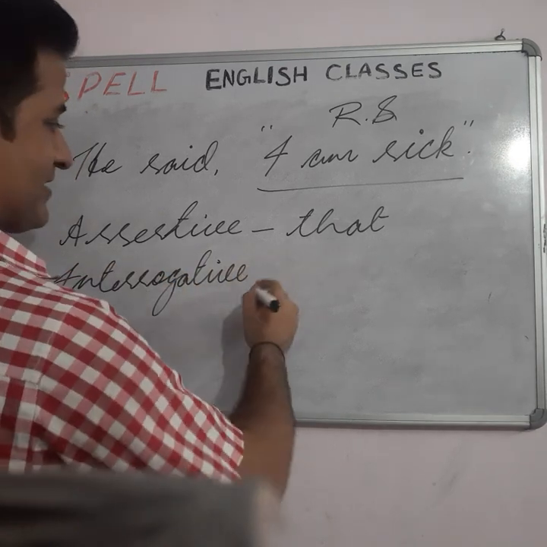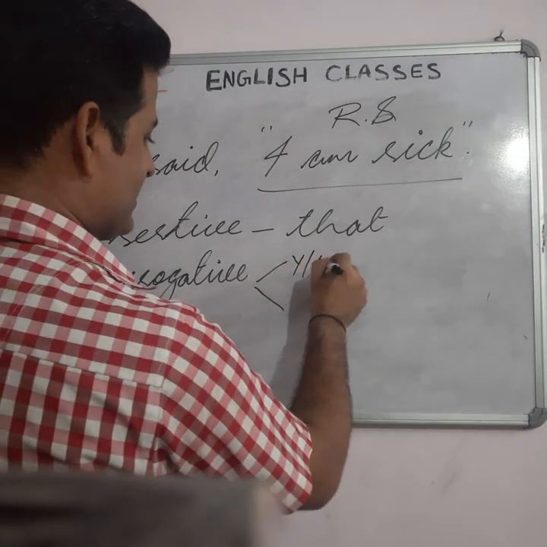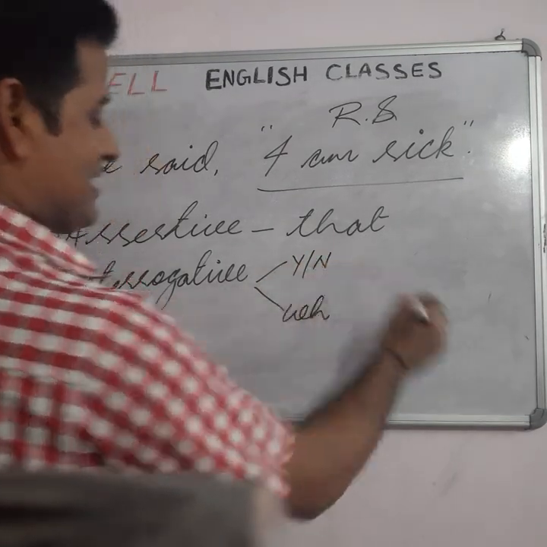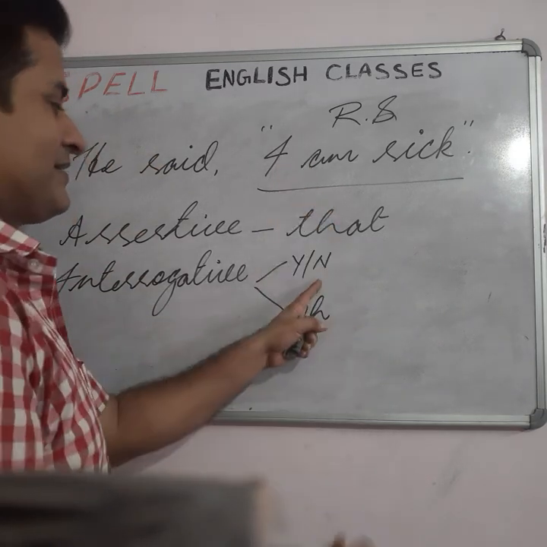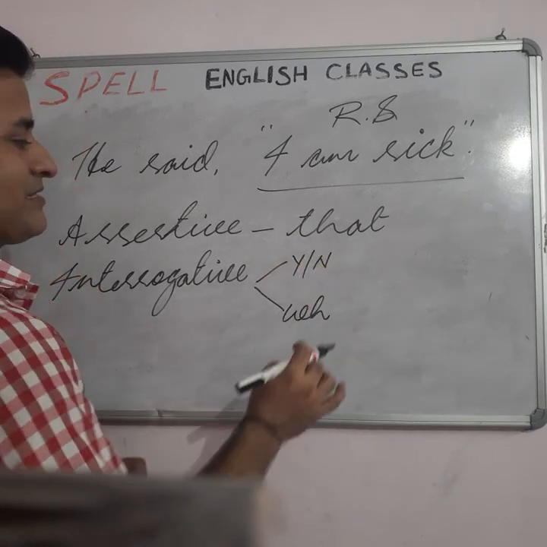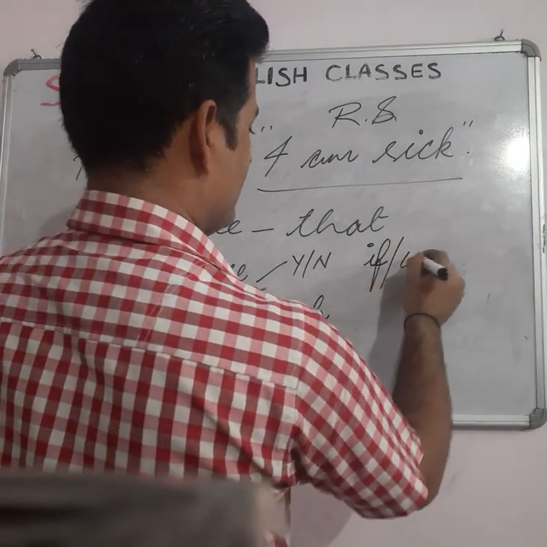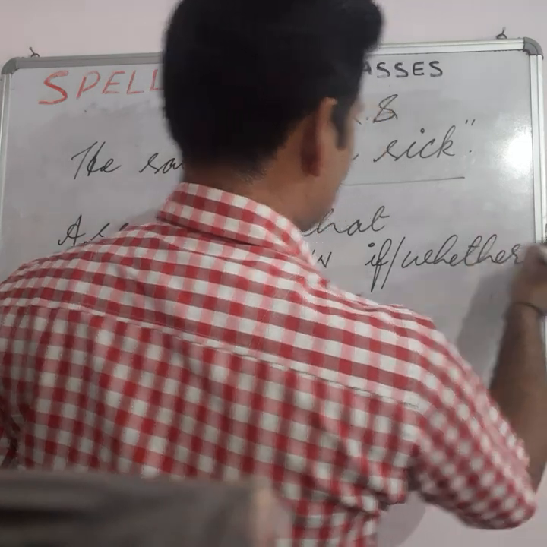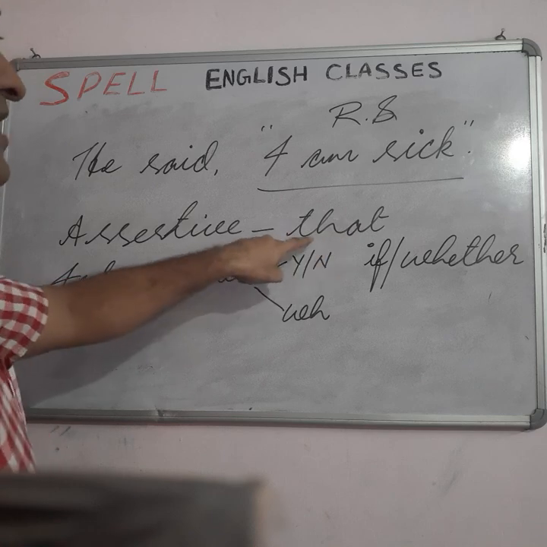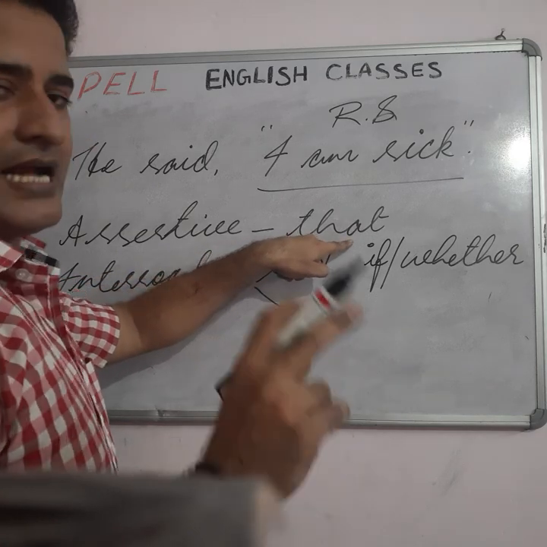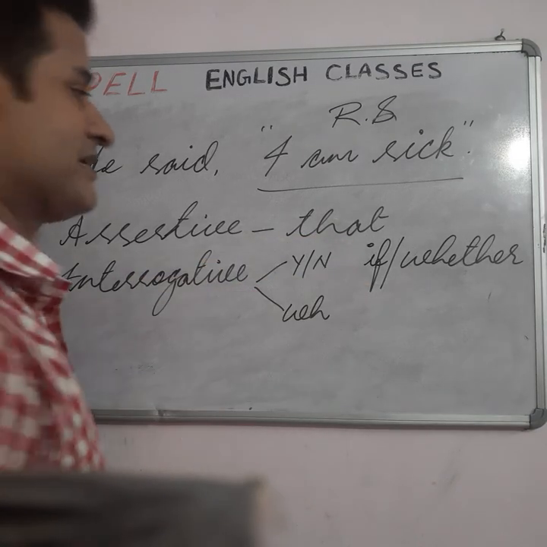In case of interrogative sentences, we better understand these are of 2 types: yes-no questions and WH questions. While narrating, it also affects the structure of the sentence. If the question is yes-no type, then we make use of if or whether instead of using that. That is only meant for assertive, exclamatory, and optative sentences. This has nothing to do with interrogative sentences.